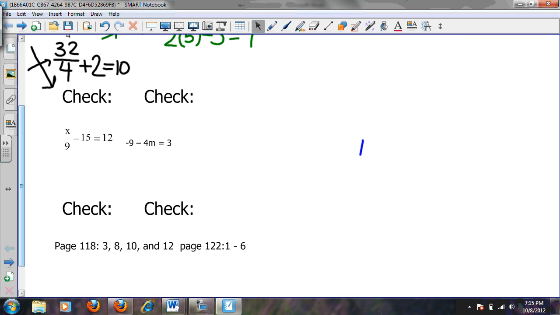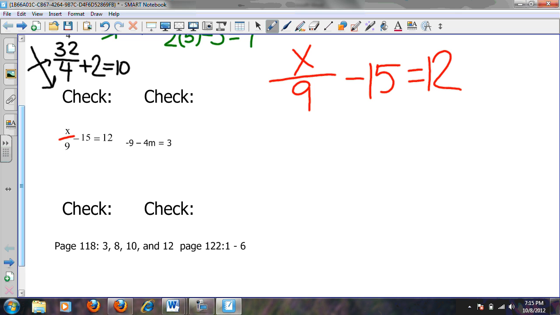Let's start with x over 9 minus 15 equals 12. Write it a little bigger. X divided by 9 minus 15 equals 12. Okay? Identify my variable, which is x. That is what I'm trying to isolate.